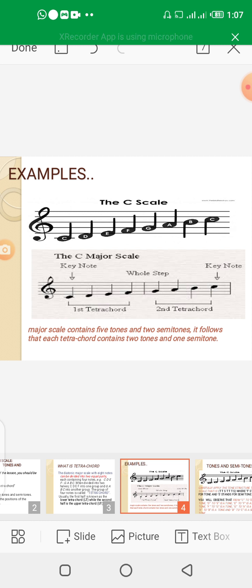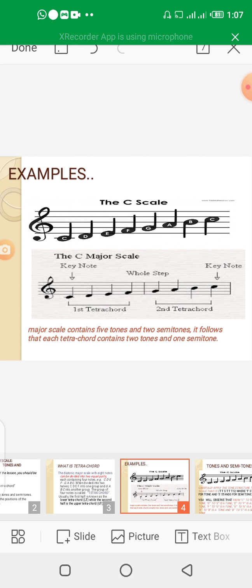So remember, we said a tetrachord is a group of 4 notes, and we have a lower tetrachord and the upper tetrachord. That's what the second diagram is trying to portray for us. Now I want you to also take this into cognizance. A major scale contains 5 tones and 2 semitones. It follows that each tetrachord contains 2 tones and 1 semitone, sorry.